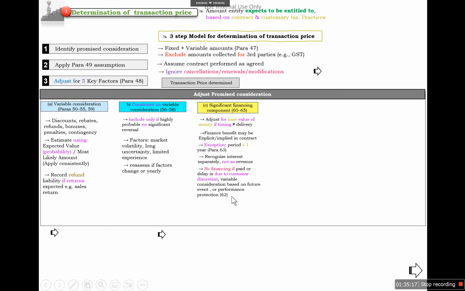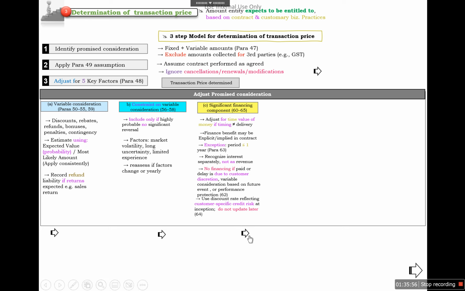Also, variable consideration based on future demand, or performance protection. If I am going to buy a car and the car owner says that delivery will be after 15 months, but to book the car I need to pay a token amount of 15,000, and the price of the car is 20 lakhs, then it is performance protection. So it will not be called a financing component. And use a discount rate that reflects the customer-specific credit risk. Once we have applied it, we will not update it later.